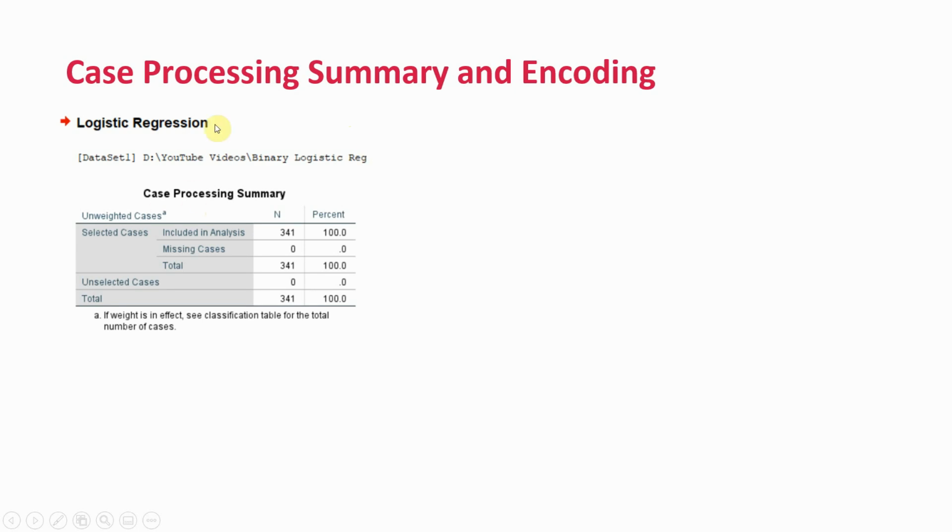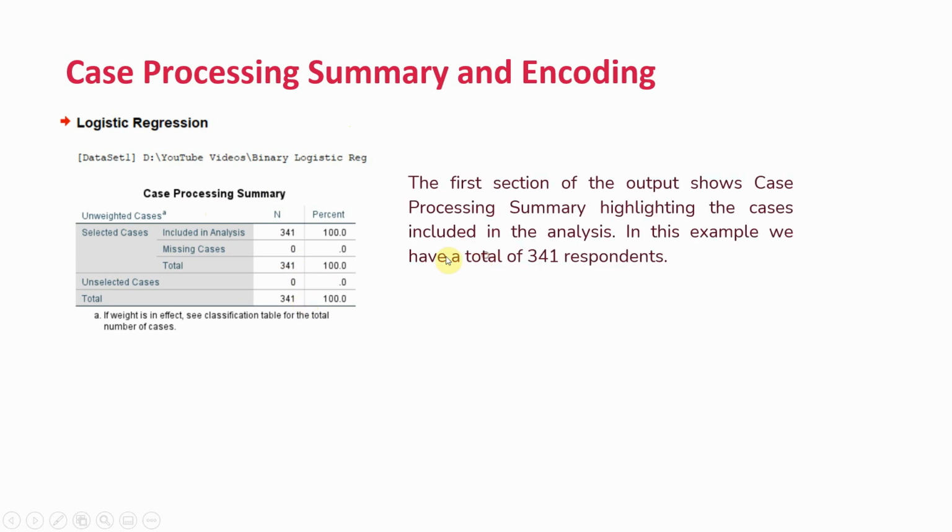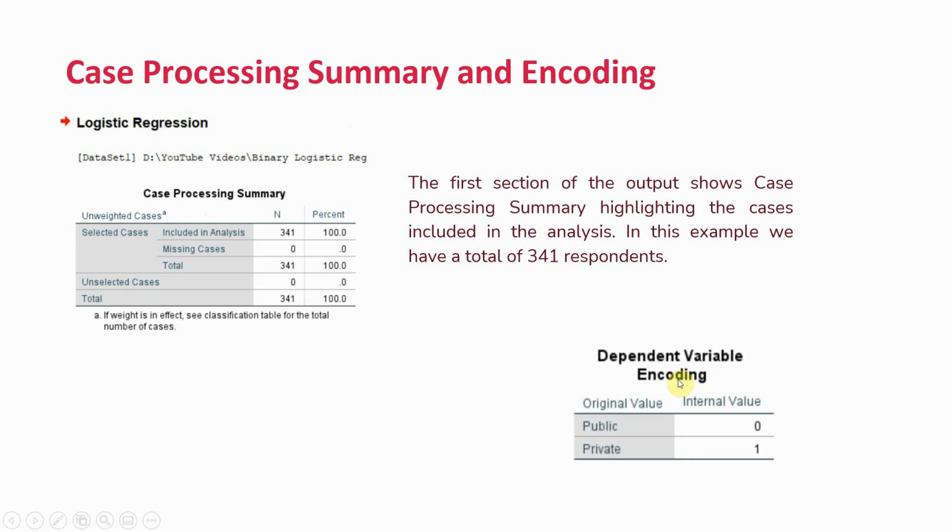The first thing that you see is your case processing summary. Now what are the number of cases? 341 is the number of cases, in this case 341 respondents. Next is your dependent variable encoding. In this case, those who choose public sector banks are represented by 0, whereas those who choose private sector banks are represented by 1.